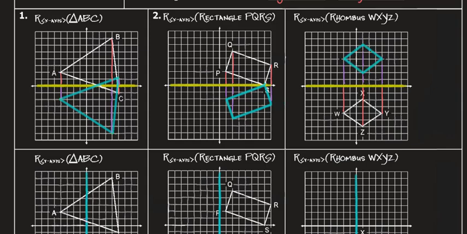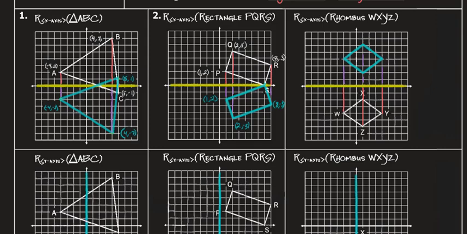Let's compare the coordinates for each of these examples. In the first example, the pre-image coordinates of A are -4, 2. The image coordinates are -4, -2. B, 4, 7 becomes 4, -7. C, 5, -1 becomes 5, 1. Next example, P, 1, 2 becomes 1, -2. Q, 2, 5 becomes 2, -5. R, 8, 3 becomes 8, -3.